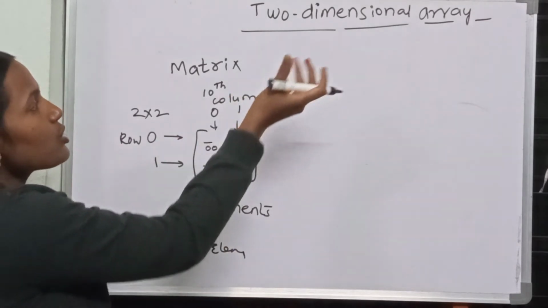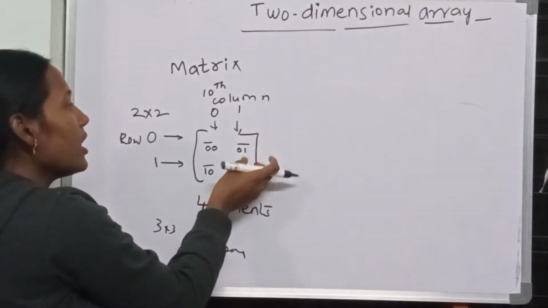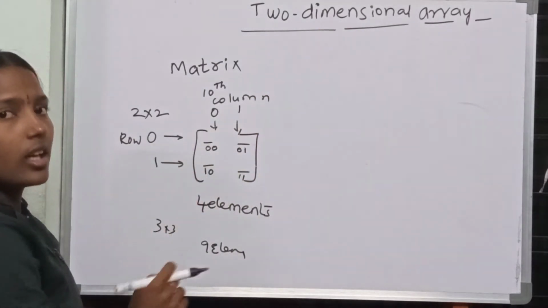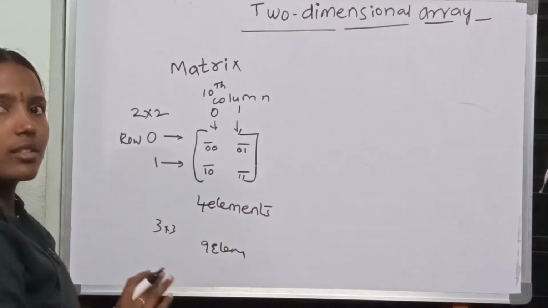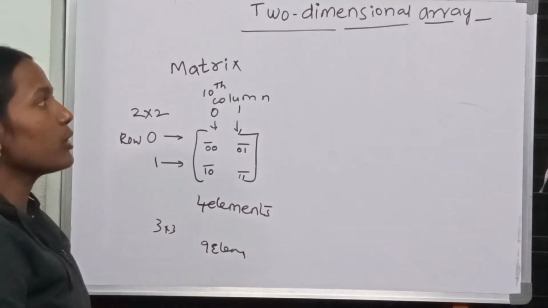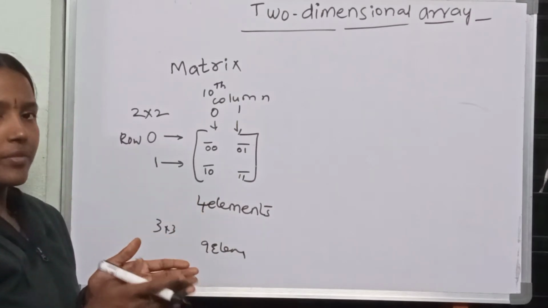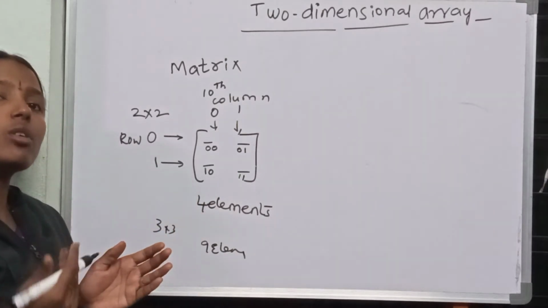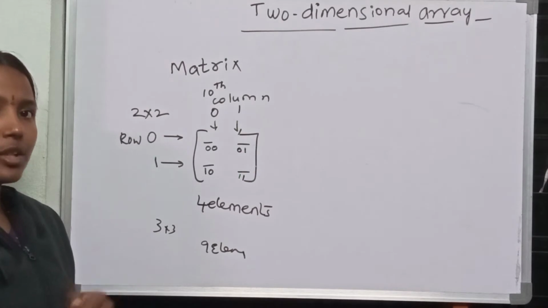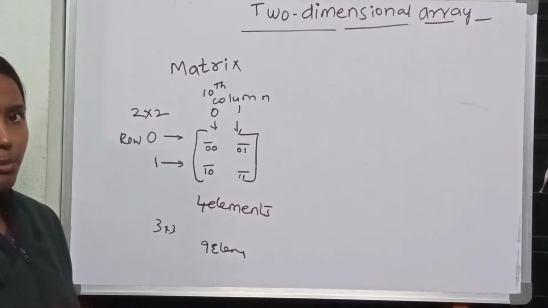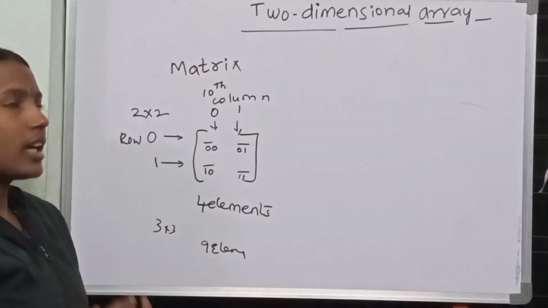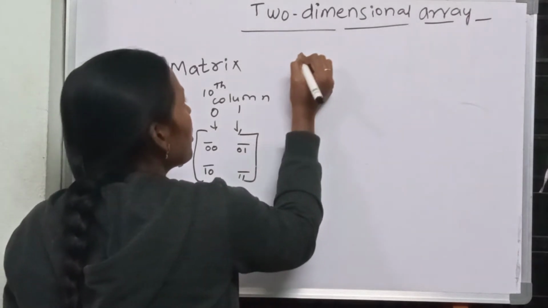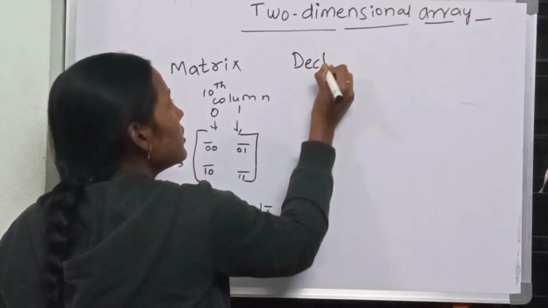Now how to store the data in this 2 by 2 matrix and how to perform calculations over the 2 by 2 matrix, we'll see. First we learn how to declare, then how to store, then how to access. Then in the next video we'll see the program for addition of matrices. Now first I am declaring the matrix in array form. How will we declare?